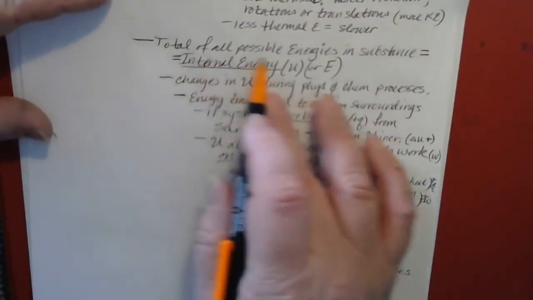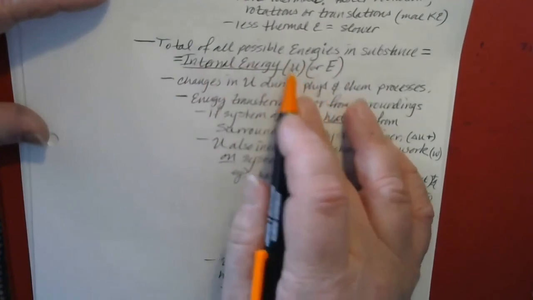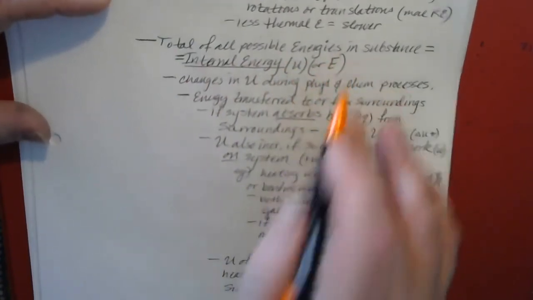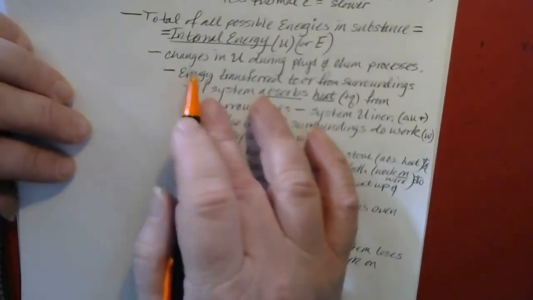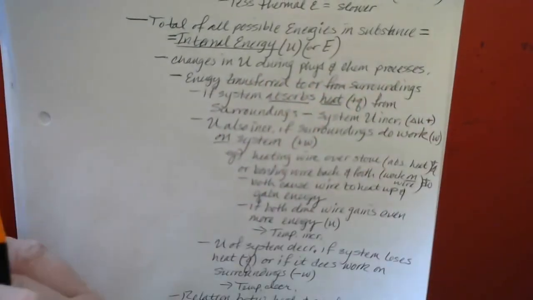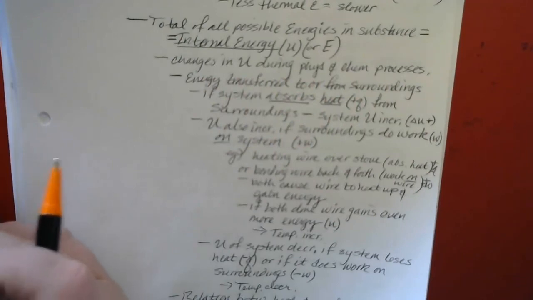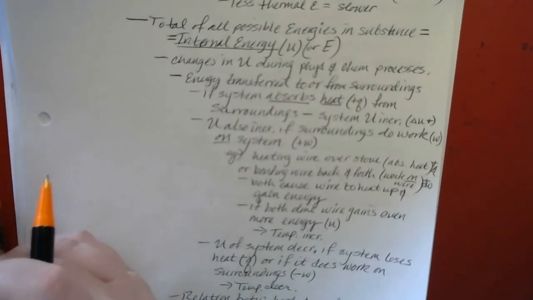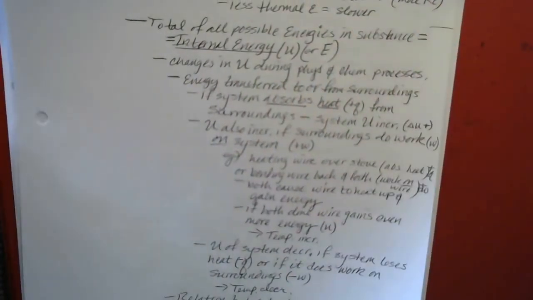The total of all of the possible energies in a substance is known as the internal energy, the symbol being U, a capital U, or sometimes capital E. And changes in internal energy during physical and chemical processes can occur. And we'll see actually in the next segment of the video exactly how that can happen, but I see we're pretty much out of time for this segment. So I'll start there in part C.